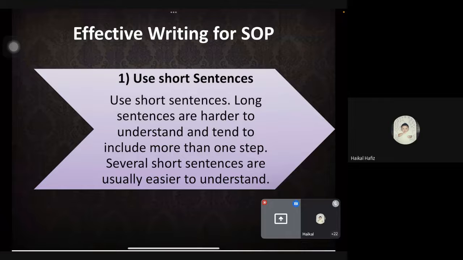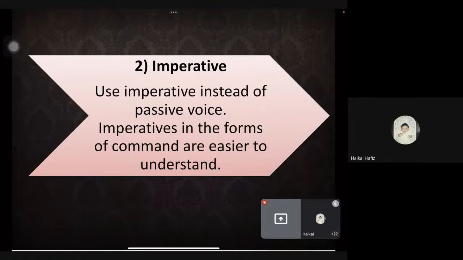For effective writing of the SOP, you need to use short sentences. When you use long sentences, it is going to be harder to understand and they tend to include more than one step. So avoid long sentences. Short sentences will be easier to understand. And do not forget to use imperative, because imperative is a command. You are asking people to perform the task. So switch off the light rather than the lights need to be switched off. It's going to be better.